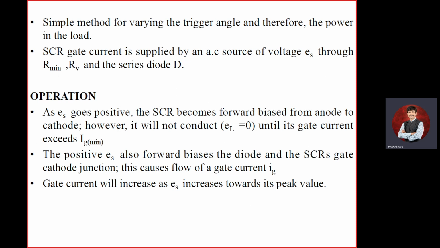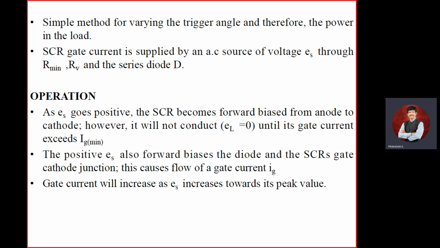What happens? This is the simple method for triggering. R triggering is the simple method for triggering your thyristor. SCR gate current is supplied by an AC source, that is ES, through R minimum, R gamma and the series diode D. So the voltage will pass through this. How exactly is it going to operate?